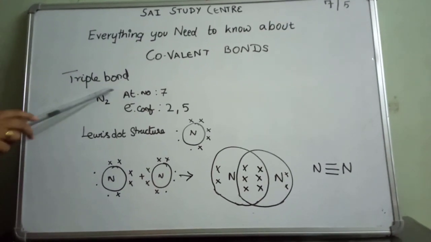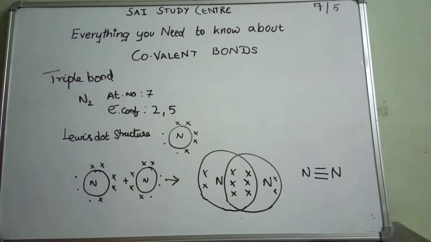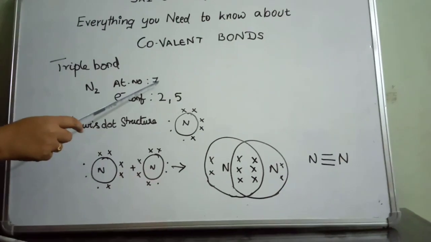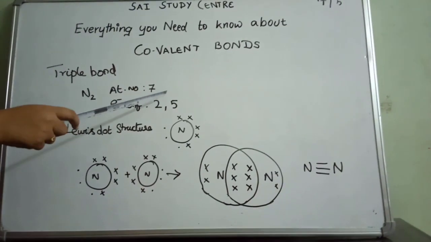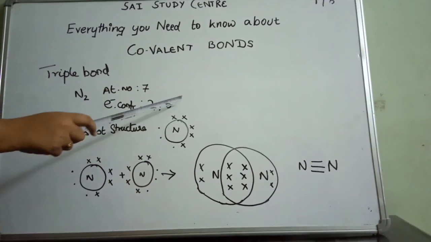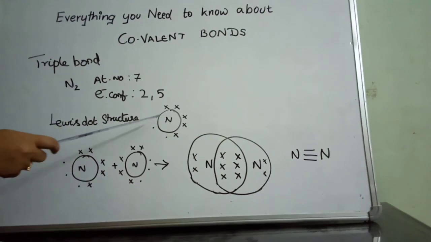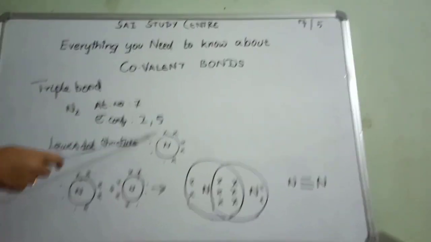Now we are going to see the triple bond formation. For the formation of a triple bond, we are going to consider nitrogen as an example. The atomic number of nitrogen is 7. The electronic configuration is 2, 5. We know that 2 is completely filled, so it is omitted. Only this 5 is going to be in our Lewis dot structure. Here I represent the dots as empty ones. These are the unfilled electrons.